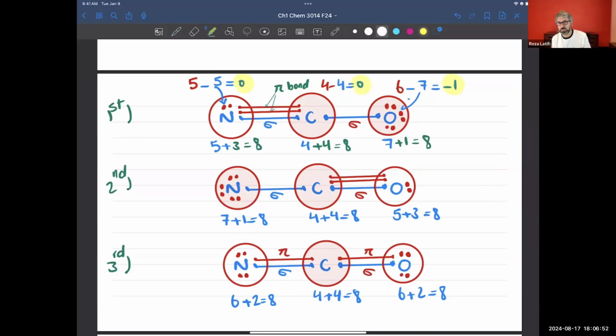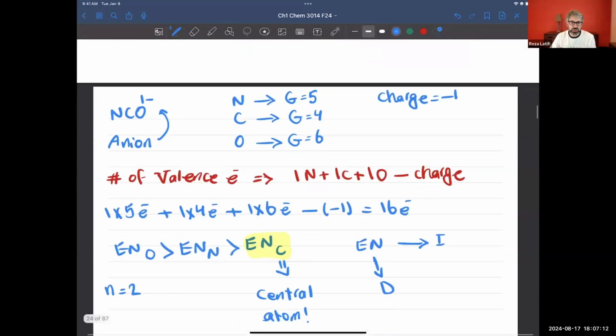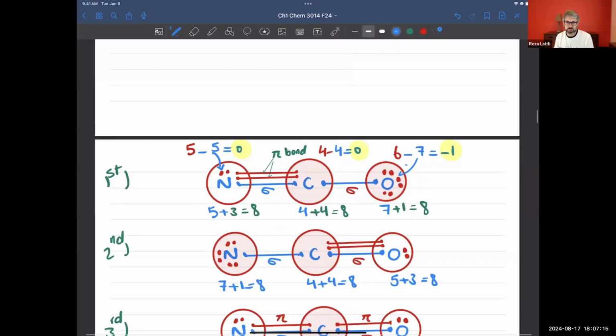When you add all the formal charges, they are supposed to be equal to the charge of the anion or the cation. The example that we're talking about is NCO minus 1. This is an anion, a species with a negative charge. And when you add all the formal charges, they need to be equal to the charge of the anion. And here we go. We got minus 1.